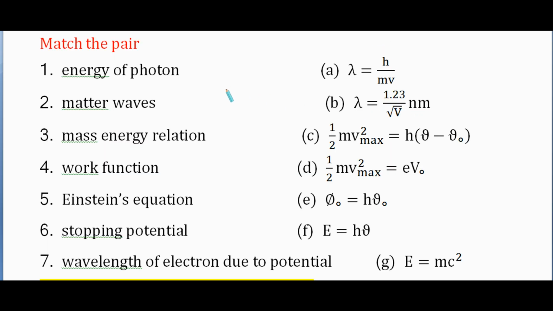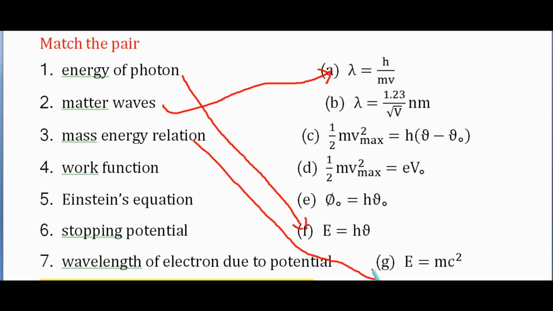And this is the question for match the column, match the pair. Energy of photon, this is equal to h nu. Matter waves, lambda equal to h upon mv, that is de Broglie waves. Mass energy relation, this is equal to mc square. Work function, phi naught equal to h nu naught. Einstein's equation, 1 upon 2 mv square max equal to h into nu minus nu naught.